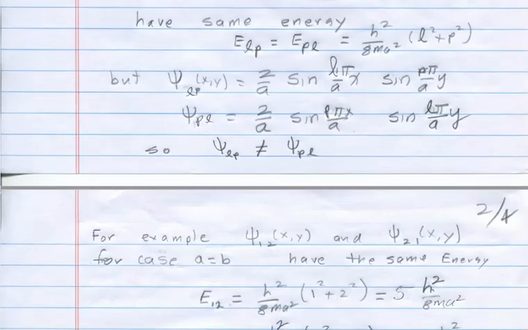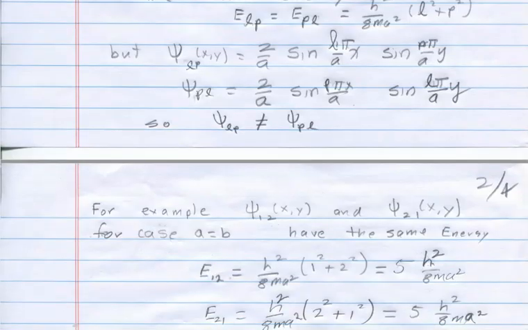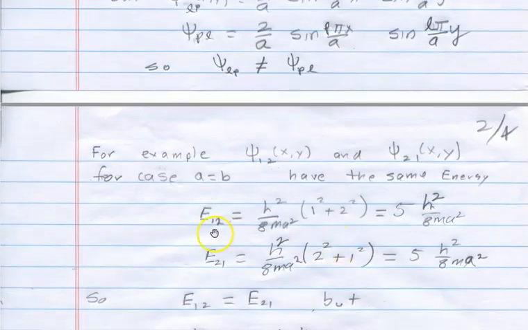For example, let's just look at a particular example of the case where L is 1 and P is 2. Okay? Then I can write these two wave functions, in this case where A is equal to B. I can get the energy for both of them. The E12 for this wave function is just this, it's 5h squared over 8m a squared. And for this wave function here, 2,1, well, yeah, the order's different, but it still turns into 5. So I get exactly the same energy for this state as this state.